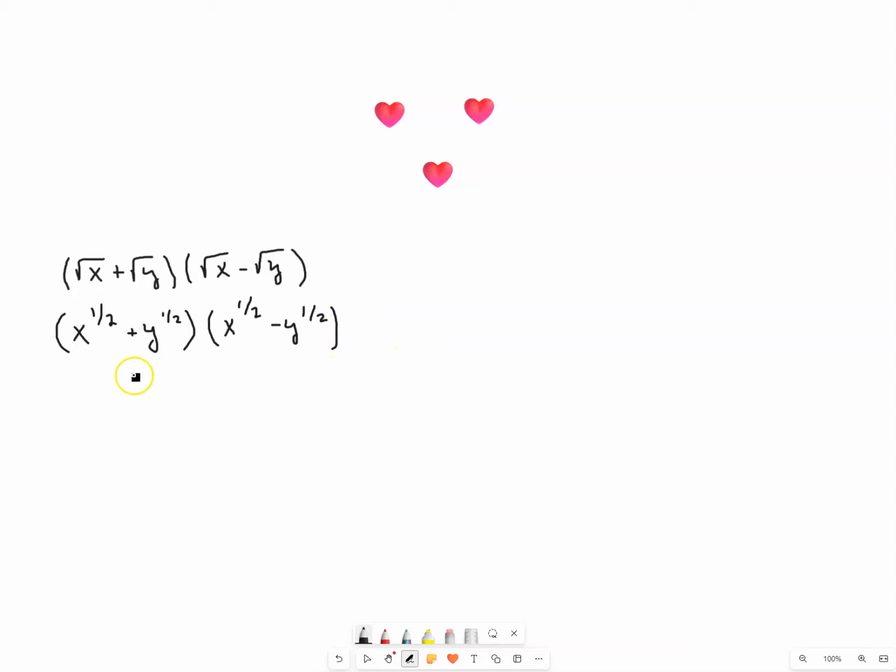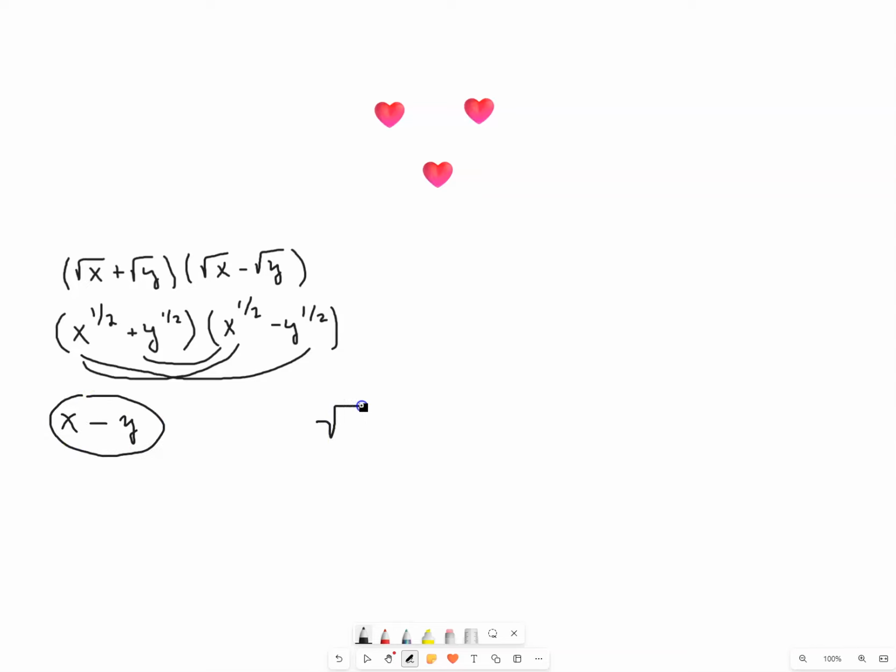Now I can FOIL, right? I'm going to multiply x to the power of 1/2 times x to the power of 1/2, and that's going to give me x to the power of 2/2, which is x. Now the outside and the inside terms are going to cancel out, right? Because I have a negative y to the power of 1/2 times x to the power of 1/2, plus y to the power of 1/2 times x to the power of 1/2. So those are going to zero out. And then finally, I've got a positive y to the 1/2 times a minus y to the 1/2. That's going to be a negative. And then y to the 1/2 times y to the 1/2 is y to the 2/2, which is y. So this is actually the solution.